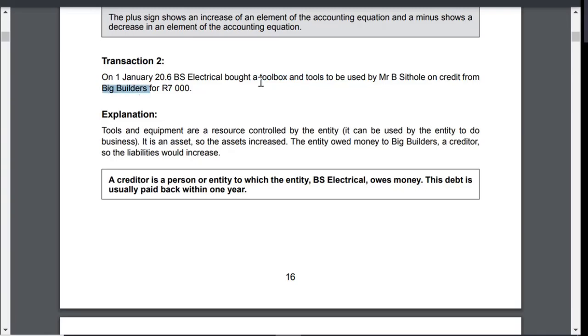What about Big Builders? Big Builders is a creditor of BS Electrical. So if a company incurs a liability, is that liability increasing or decreasing in BS Electrical's business? The liability increases. Yes. We are increasing liabilities in the business. So toolbox and tools is increasing, and creditor Big Builders is increasing.